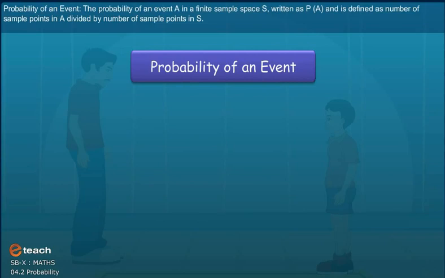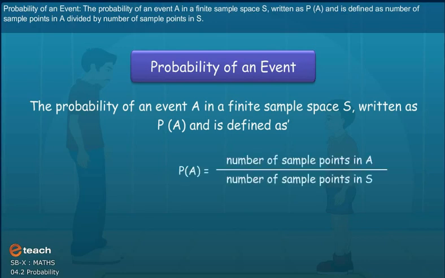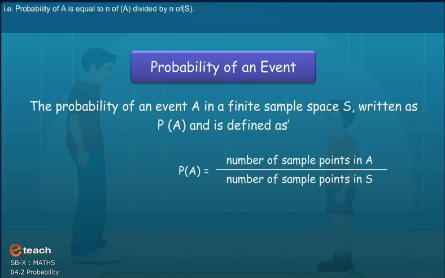Now, probability of an event. The probability of an event A in a finite sample space S, written as P(A), is defined as the number of sample points in A divided by the number of sample points in S. That is, P(A) = n(A) divided by n(S).